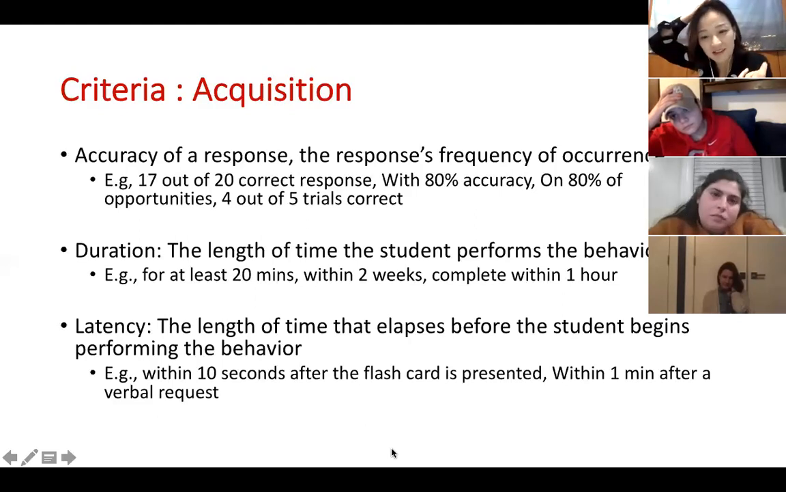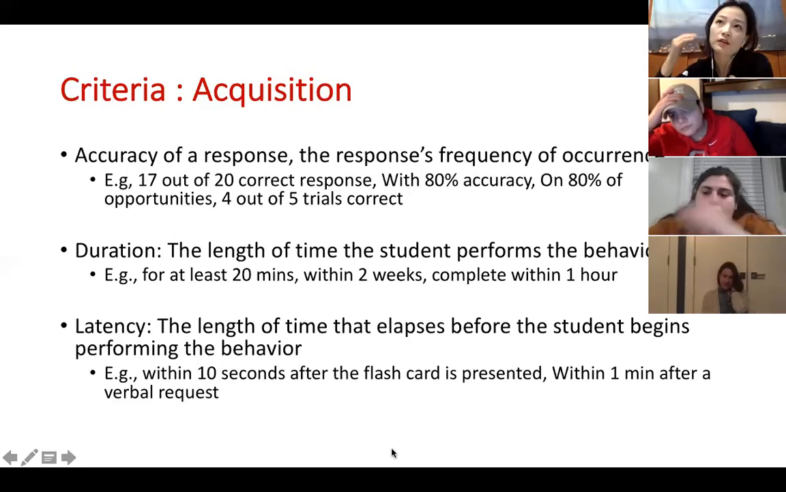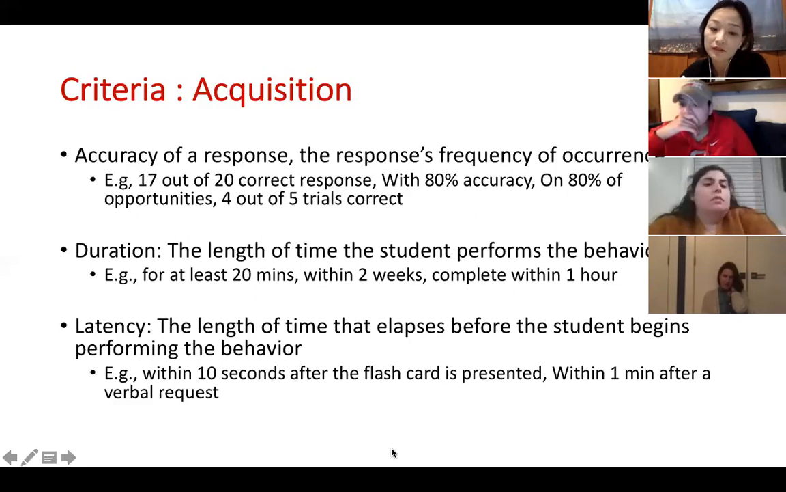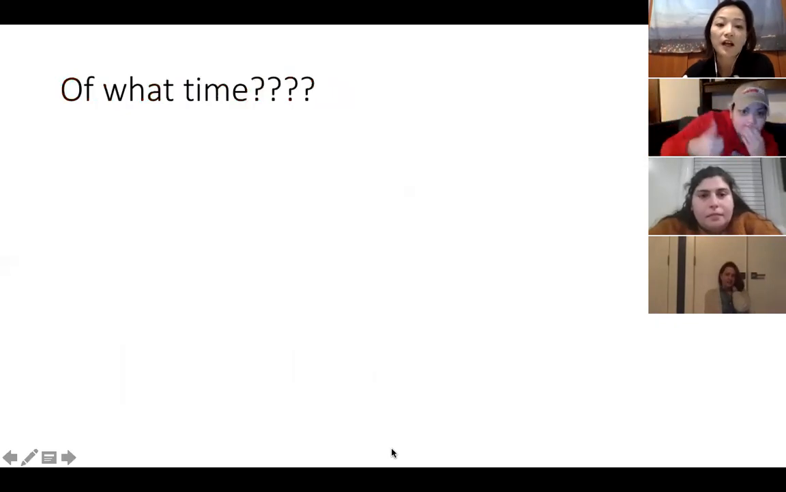So it depends on the situation, but the focus of the behavior you want to observe will tell you how to set this criteria. Good? Okay, move on. Please remember one thing. I will really hate it if I see this statement in your objective.